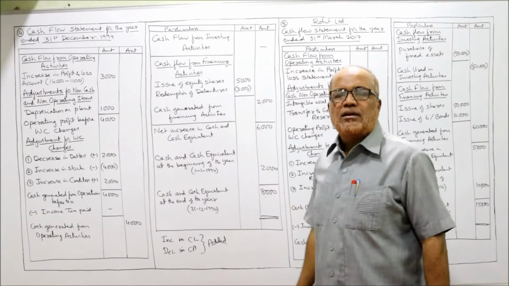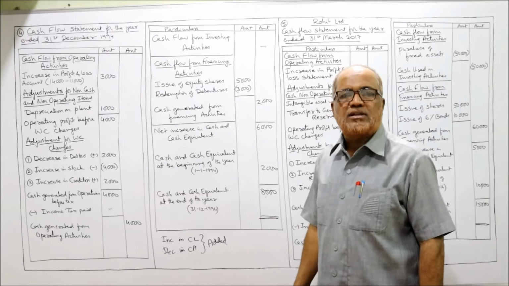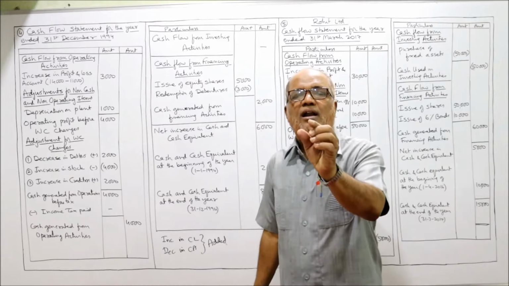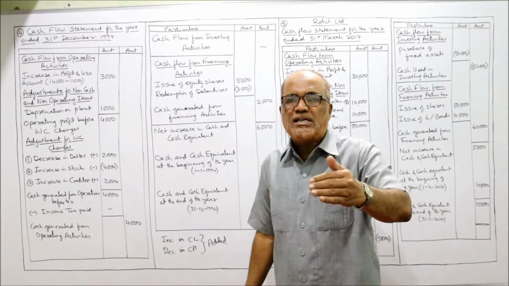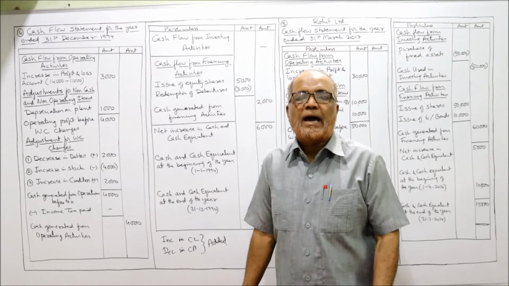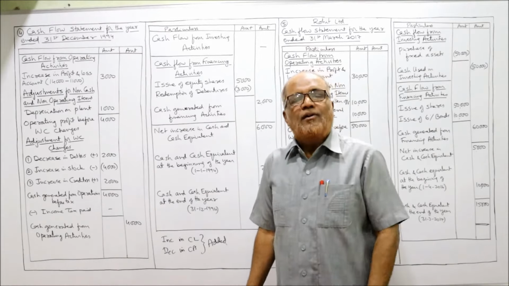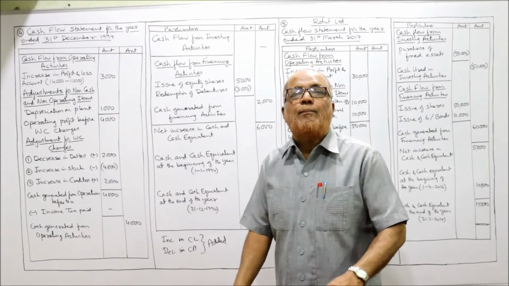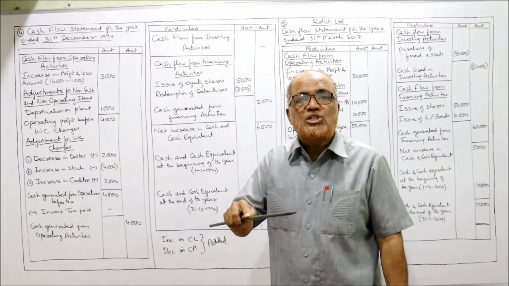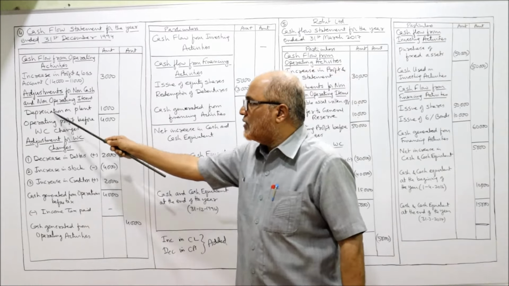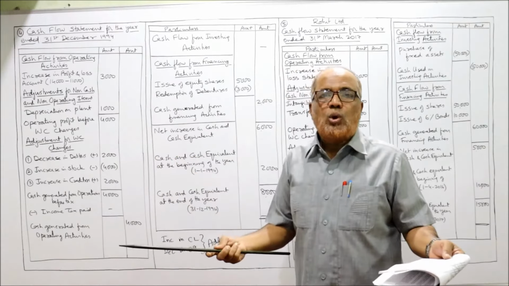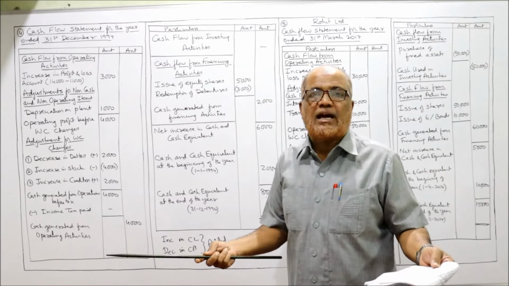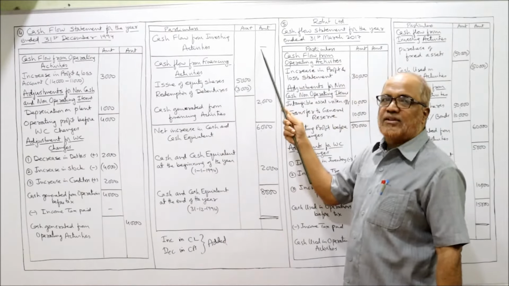Now come to next, cash flow from investing activity. There is no cash flow from investing activity. Actually, investing activities are the activities relating to purchase and sale of fixed assets and non-current investments. We don't have non-current investment. And fixed asset, one fixed asset was the plant, and that plant decreased on account of depreciation we have already taken. So there is no cash flow from investing activity. So cash flow from investing activity, dash.